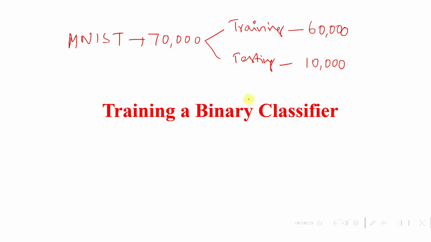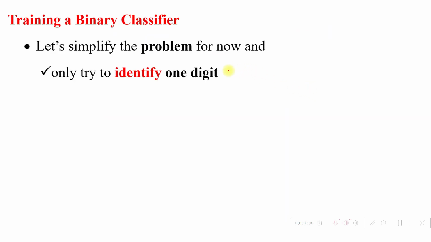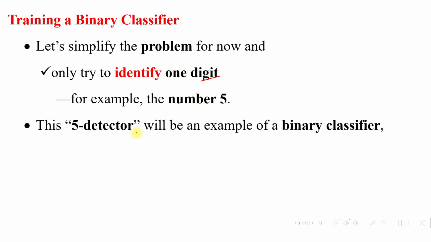Now our problem is, whenever you are given any digit, like 5 or 1, whatever it may be, suppose the digit is 5, our aim is to classify whether it is a 5, yes or no. That is how we are going to classify our data. Simply, it is called a binary classifier. So our problem is to identify whether a digit is the number 5. This is simply called a 5 detector, and it is an example of our binary classifier.